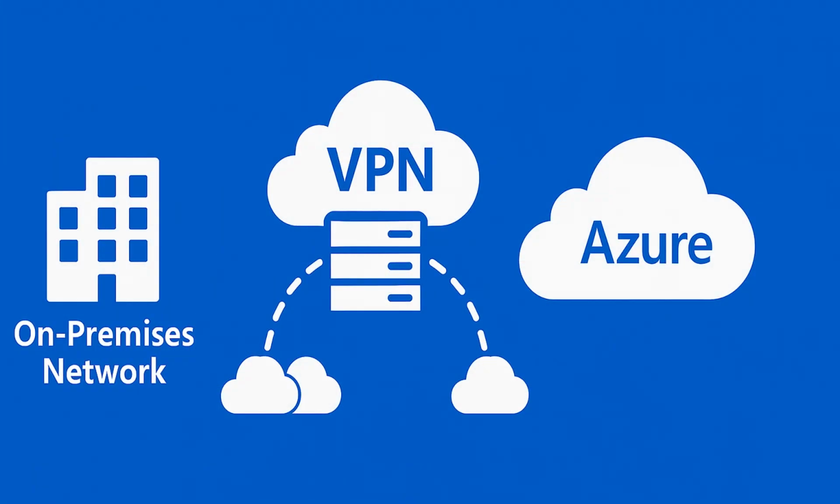Number three, Azure VPN Gateway. Azure VPN Gateway lets you securely connect your on-premises network to Azure over the internet using encrypted tunnels. There are two main types: site-to-site VPN, which connects your office network to Azure, and point-to-site VPN, which connects individual devices like laptops to Azure securely. This is perfect when you're using a hybrid cloud setup or migrating workloads to the cloud gradually.